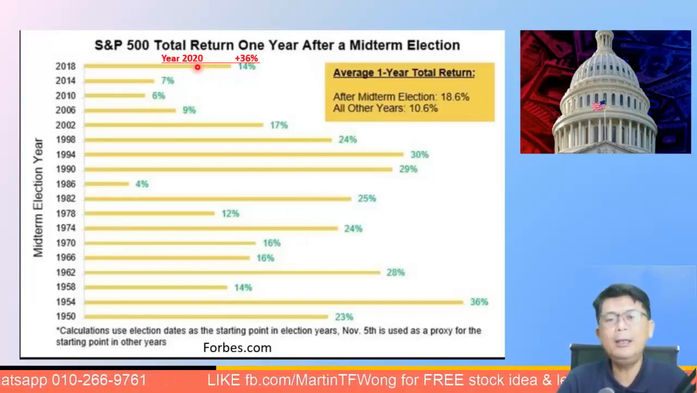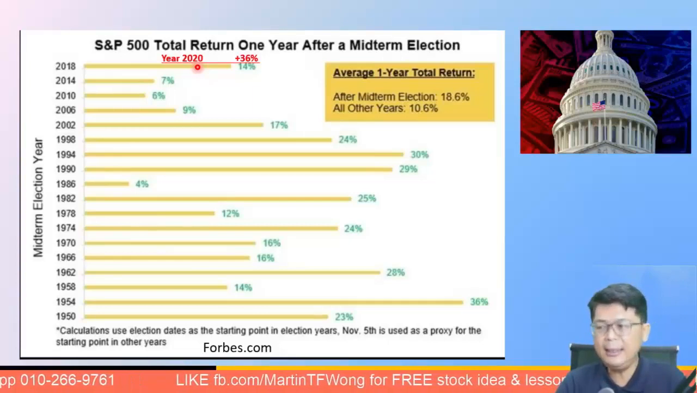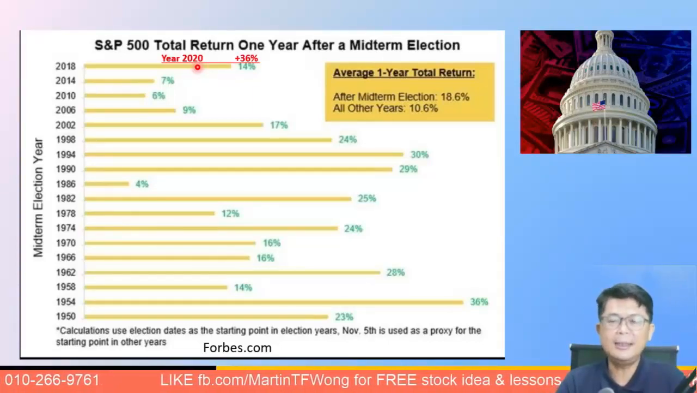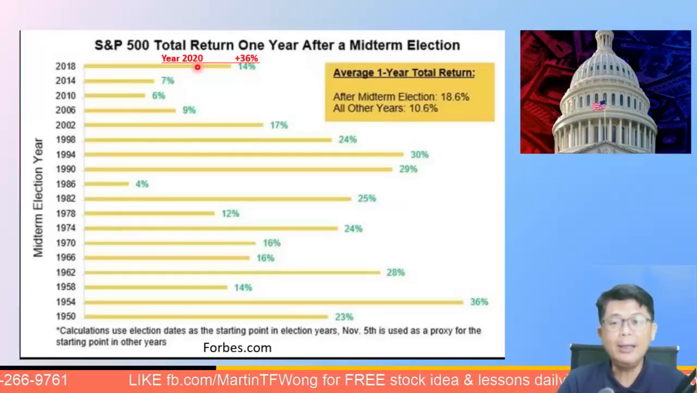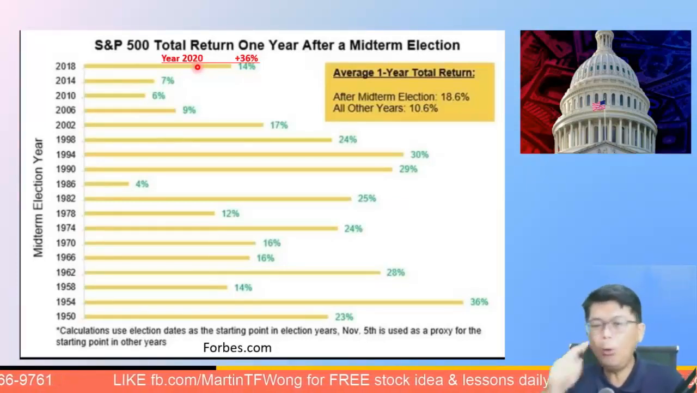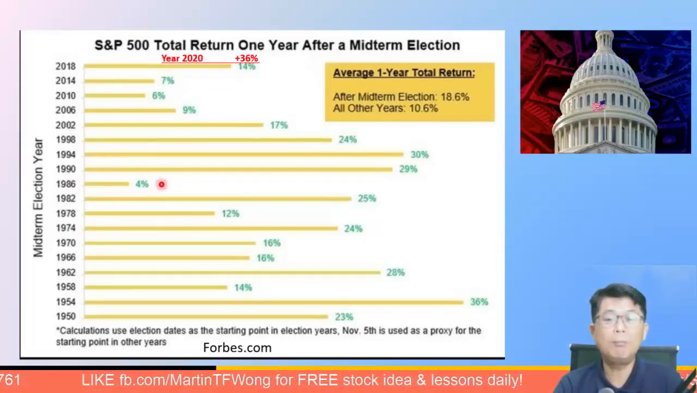Now, year 2020 was the midterm election that they have. It was a plus 36% in here. You could see plus 36%. The last midterm election they have, which remember they do every two years, 2018, was 14%. The lowest they ever got was around 4%. The midterm election, that was a 4% in here.